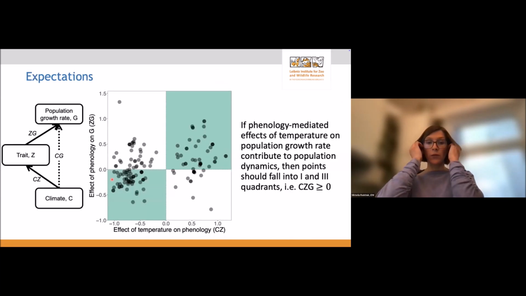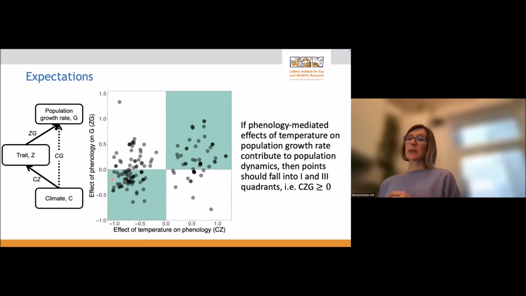Okay, you might ask why we do that. That's because it helps us to formulate our expectations. We expect that if phenology-mediated effects of temperature on population growth rate contribute to population dynamics, then points should fall into the quadrants highlighted in cyan here.